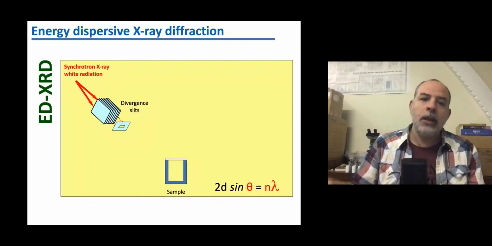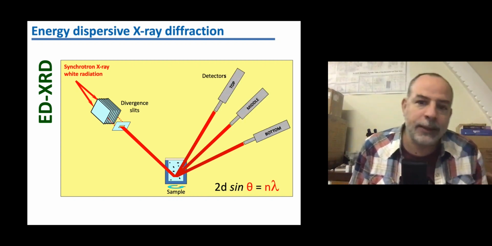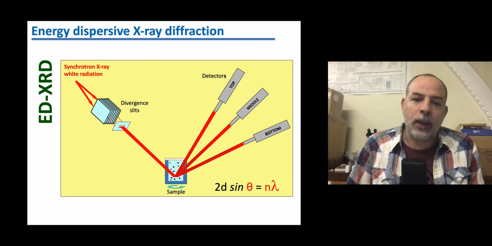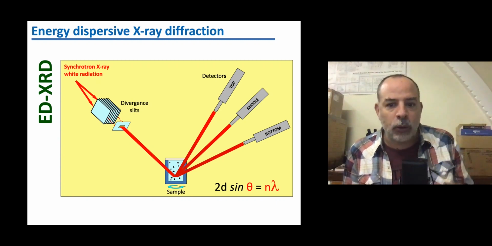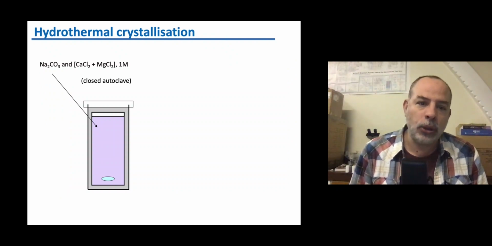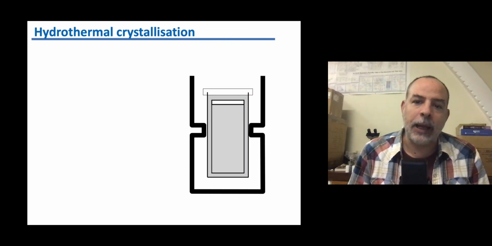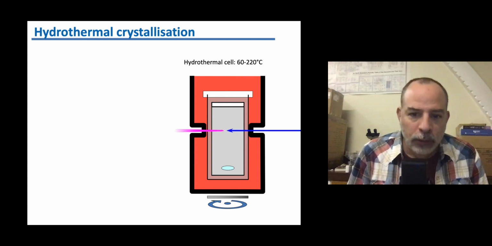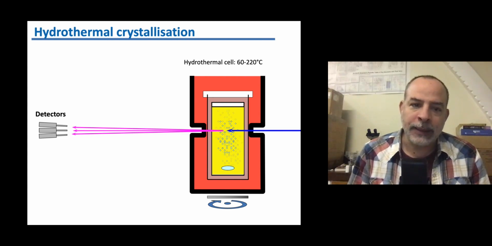A typical technique, for example, is energy dispersive X-ray diffraction, which is similar to conventional X-ray diffraction, but the only difference is that we use white X-ray radiation, and we have different detectors to detect what is happening in our experiments where you have crystals growing in solution. Also, sometimes we use hydrothermal crystallization. We mix the solutions at ambient temperature in a Teflon reactor, and we put this Teflon reactor inside an autoclave. This autoclave can withstand temperatures which are usually not higher than 220. The X-rays go through the reactor and we can follow this hydrothermal crystallization process.